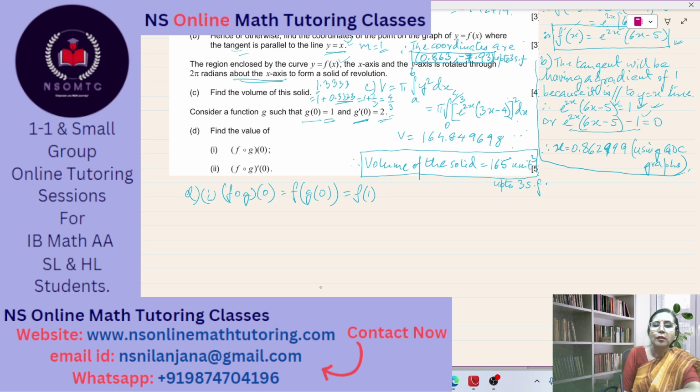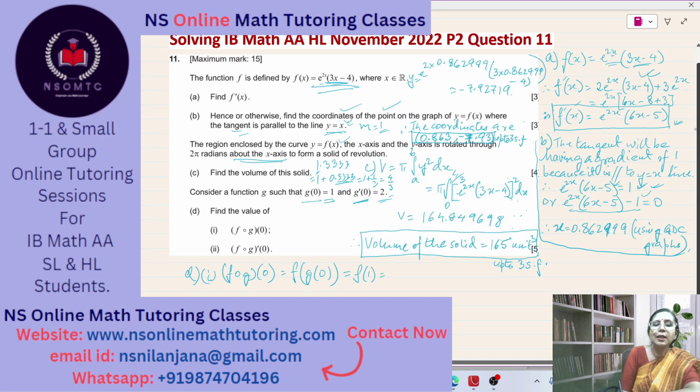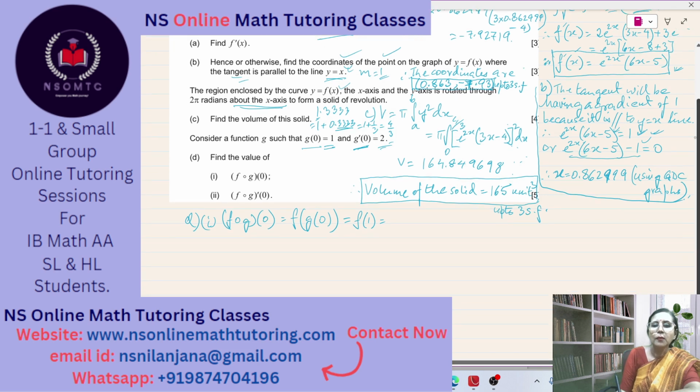It is f of 1, and f was e to the power of 2x times 3x minus 4. So it is e to the power of 2 times 1, times 3 times 1 minus 4, which is e to the power of 2 times 3 minus 4, equal to minus e square. This is a paper 2 question. You can give your answer in decimal form also, but you can give it in this format as well. Let us come to the second part.